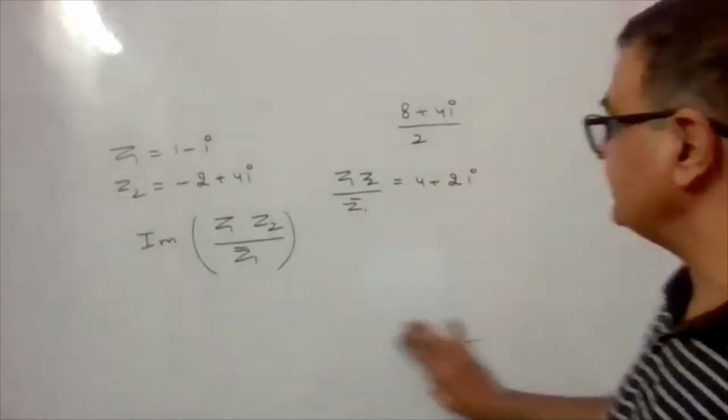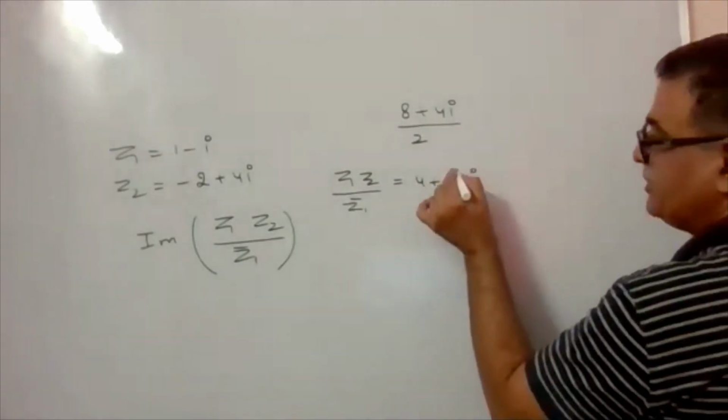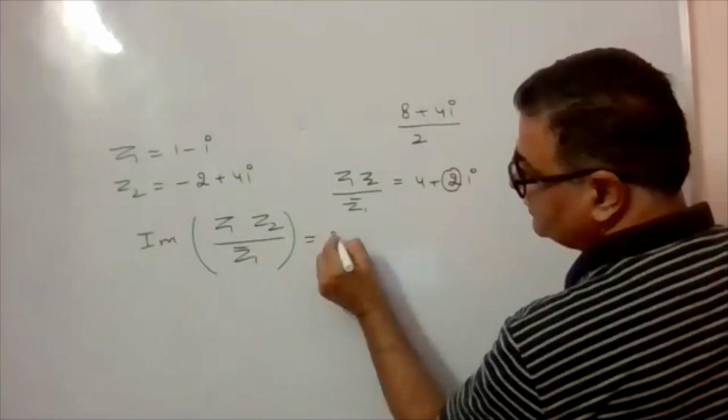And now what they are asking is the imaginary part of it. The imaginary part is only 2. So my answer comes out to be 2.